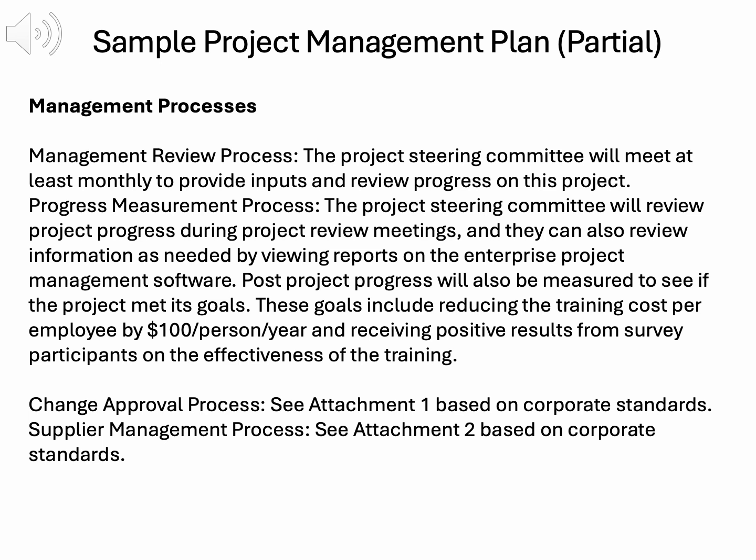The change approval process, detailed in an attachment, follows corporate standards. It ensures changes, like adding a new course, are evaluated for impact on scope, cost, or schedule. This prevents scope creep and maintains control, a key integration management function. The supplier management process, also in an attachment, coordinates external partners, ensuring quality and timeliness. Technical processes include using enterprise software to track tasks, costs, and risks, updated weekly for real-time data. Supplier evaluation follows corporate purchasing procedures, ensuring seamless collaboration.